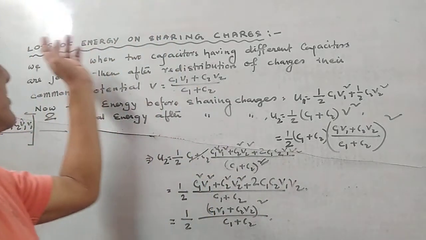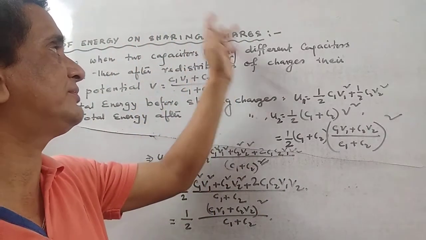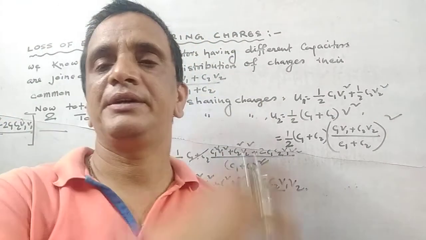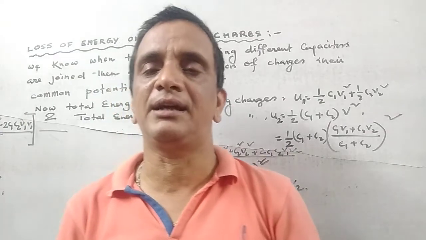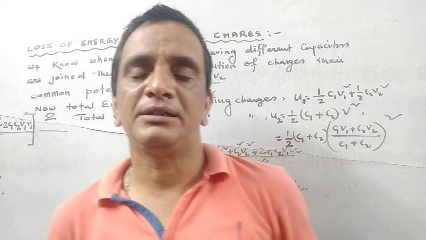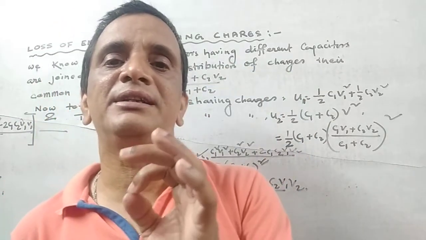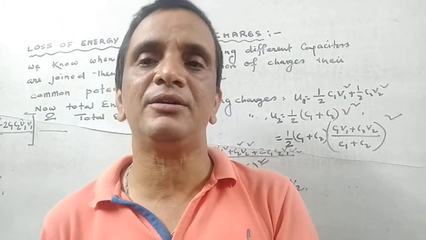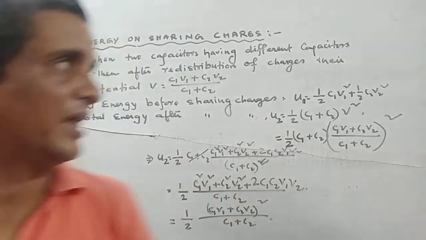We are going to discuss loss of energy on sharing of charges. We know that if two capacitors are connected, there is a redistribution of charges. Now we want to see whether there is a loss of energy or not when the redistribution of charges happens. Let's see.